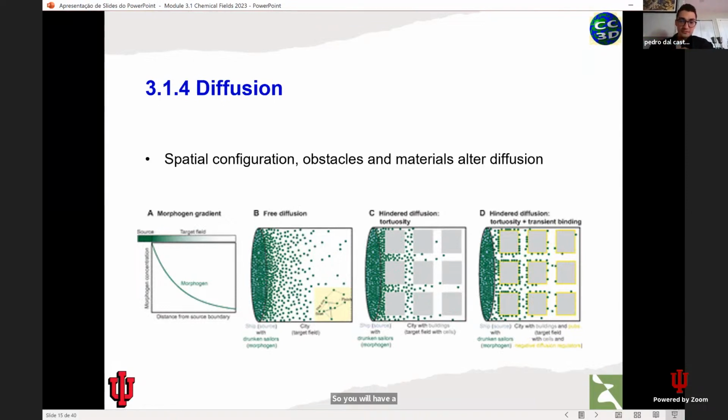So you will have less diffusion, okay? You will hinder diffusion, and you can hinder even more if these molecules can attach to the cell membrane, and it blocks the molecule diffusion even further, okay? And these molecules could also enter the cell and be broken down inside the cell, be metabolized. In this case, it would not only hinder diffusion, but also take up these molecules, okay?